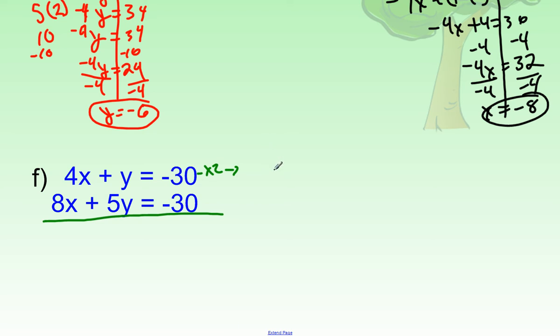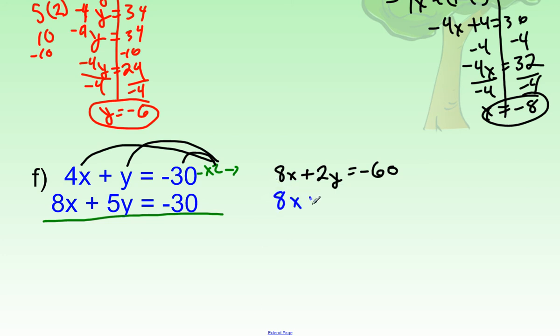So that gives me, times by 2 is 8x plus 2y and -60. So 2 times 4 is 8. 2 times y is 2y, 2 times -30 is -60. I multiplied everything on the top by 2. The bottom stays the same. 8x plus 5y equals -30.